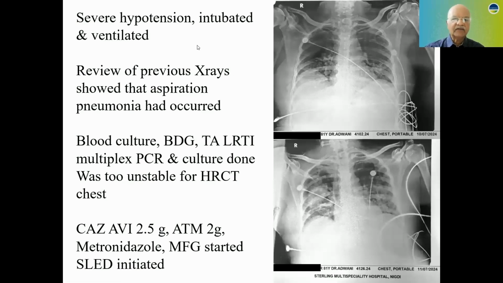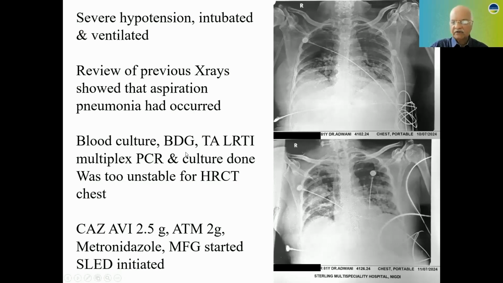So we found that he had severe hypotension, hypoxia, he was ventilated, and we reviewed his previous X-rays, which showed that within a space of 1 day, a marked infiltrate had developed, especially in the right mid-zone, lower zone, also a little bit on the left side. So this was indicative of an aspiration pneumonia.